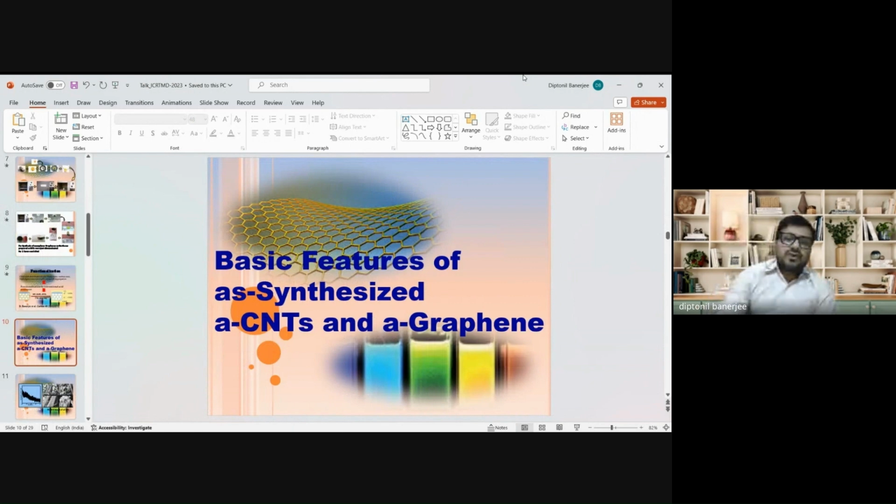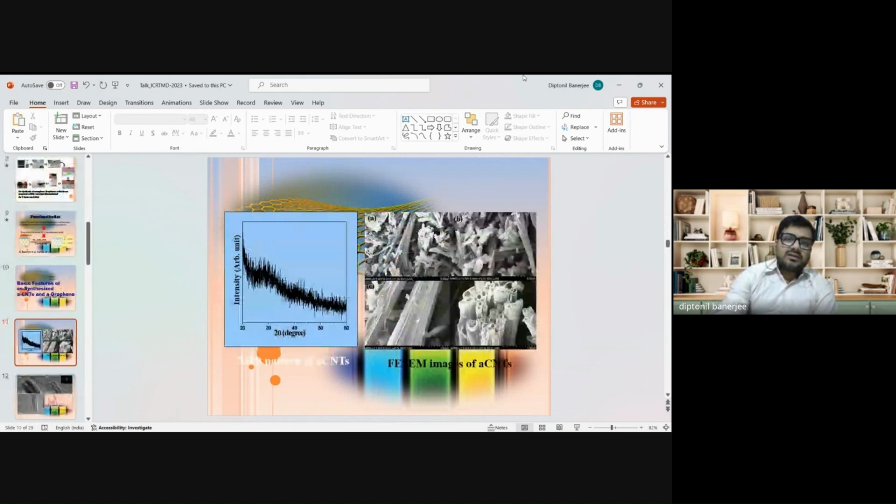So next is the results discussion. A few basic results I am presenting here. You can see the XRD of our amorphous carbon nanotubes. It's completely featureless. However, a small hump around 26 degrees 2 theta Bragg angle can be seen. This is the very well-known 002 peak, the 002 plane of hexagonal graphite.